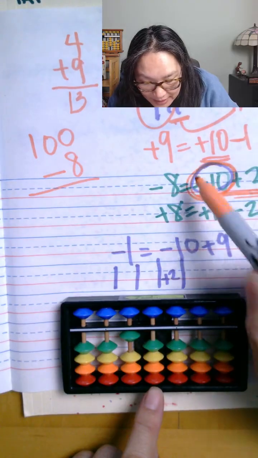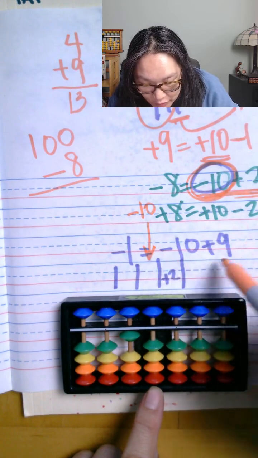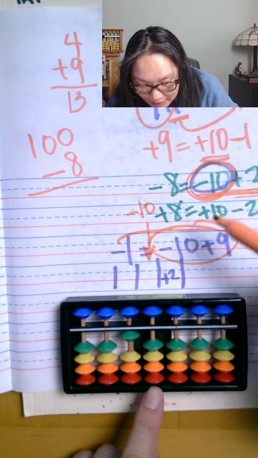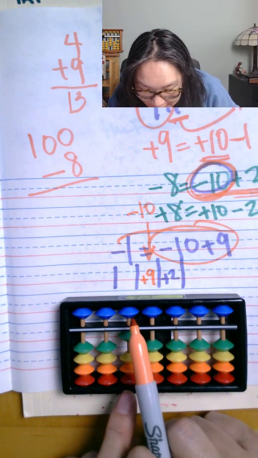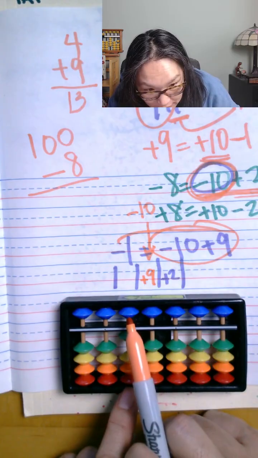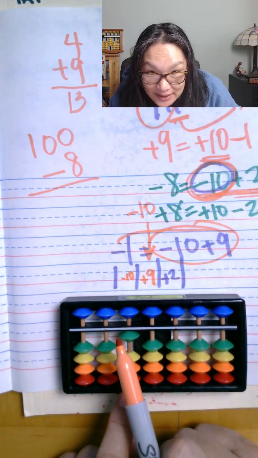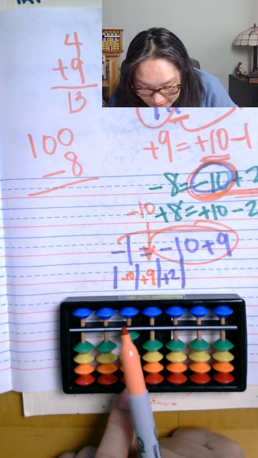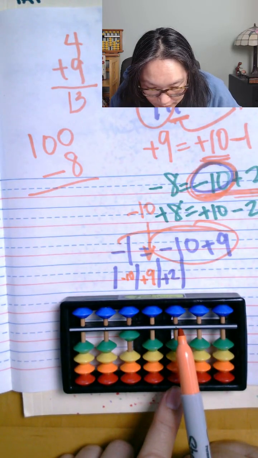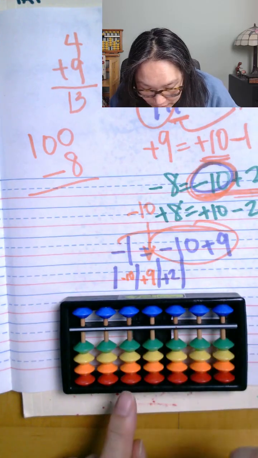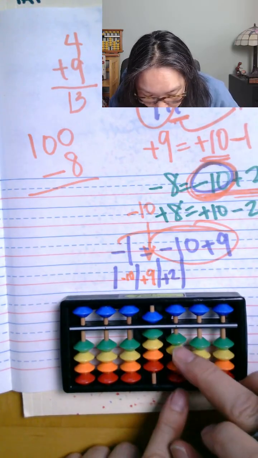I need a minus the 10 here, but I can't. So I have to add this. I have to substitute this in. So I'm going to plus the 9 here, and then I'm going to take away the 10 here. So this is minus 10. Does that make sense? So minus the 10 plus the 9 plus the 2.